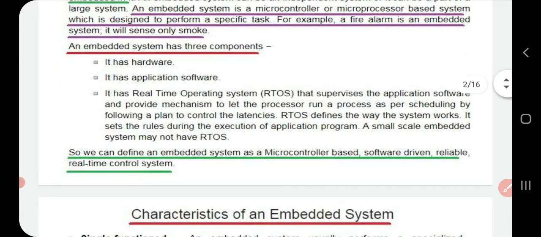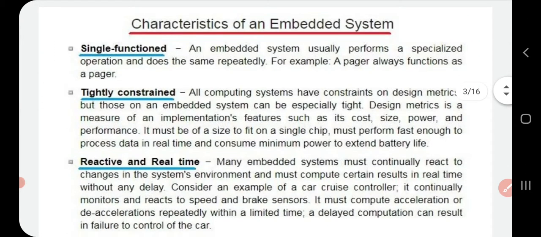An embedded system has three components. First, it has hardware, then it has application software, and then it has a real-time operating system, which is mainly meant to supervise the application software. It also provides a mechanism to let the processor run a process as per scheduling, by following a plan to control the latencies. That is, its main function is to supervise the application software, and it also helps the processor look over whether everything is done as per the schedule given to it. Okay, so we can define an embedded system in simple words as a microcontroller based, software driven, reliable, real time control system.